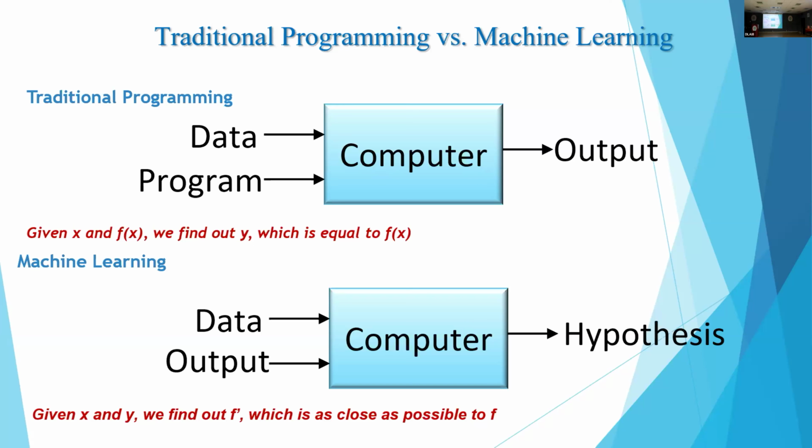Because there are several fs. The answer is the f dash which is as close as possible to the actual f, that is better. But that is measured in terms of various performance measuring criteria. Accuracy is one such measuring criteria. There are other measuring approaches, measuring methods. Okay.